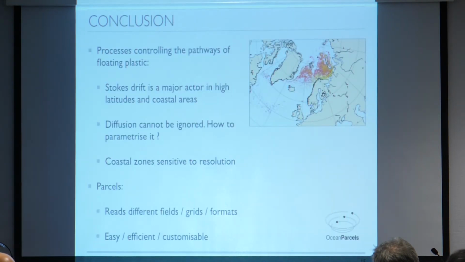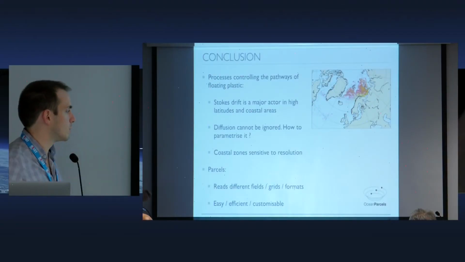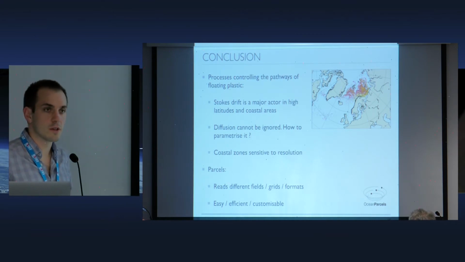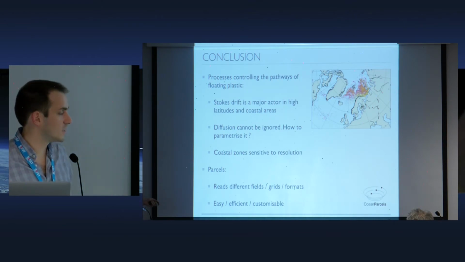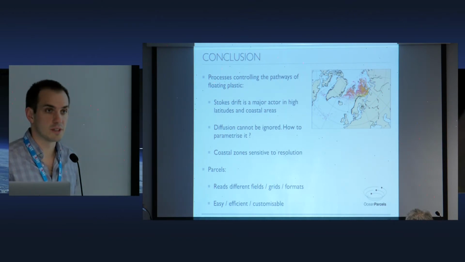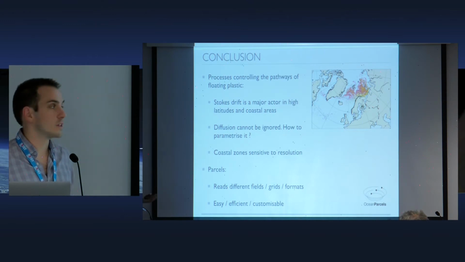So to conclude, here we have studied the importance of different processes. We haven't calibrated anything, so we haven't gone with data. We need more calibration, but mostly what we wanted to show is that the different processes have importance. We need to compare them, and to do that we've used Parcels, which is quite convenient to use different datasets from different formats, from different grids. So we can easily compare those data, and this is necessary to understand better the processes driving the plastics.